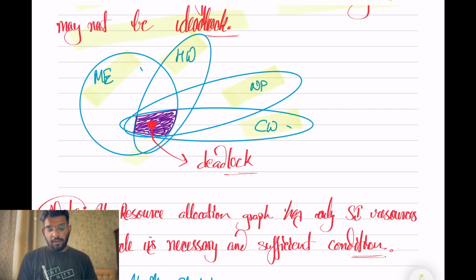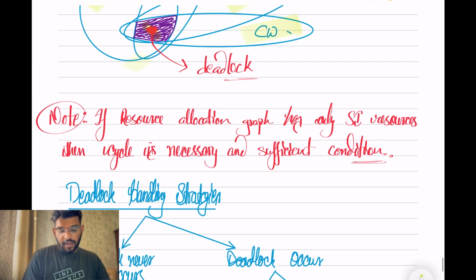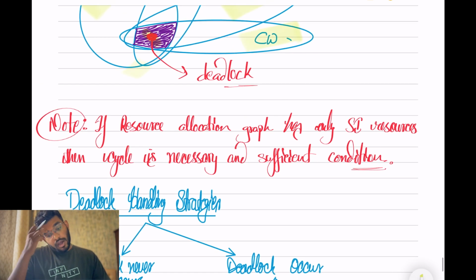If there is mutual exclusion, hold and wait, no preemption of resources, and circular wait, then it may or may not happen deadlock. But if there is a deadlock, then all these four conditions, like this red circle, have to be satisfied. Even if all four conditions are satisfied, there may not be a deadlock, as seen by the area around the red color, which is in purple color, which means all four are satisfied but there is no deadlock.